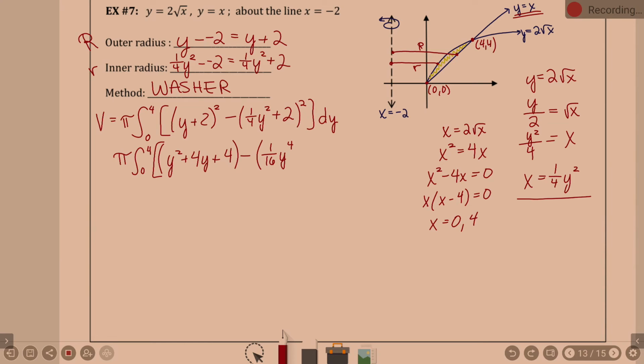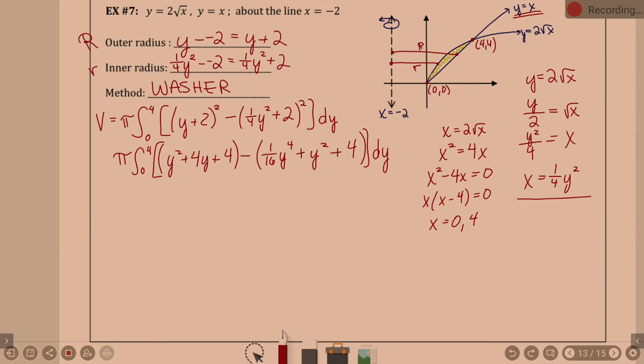Then 2 times a 4th y squared. Well, 2 times a 4th is going to be 2/4, so a half y squared. But then we're going to have another half y squared. So a half y squared plus a half y squared is going to be a whole y squared. Plus 4 times dy. Did I get it right?